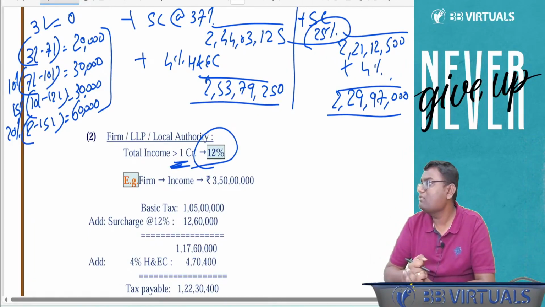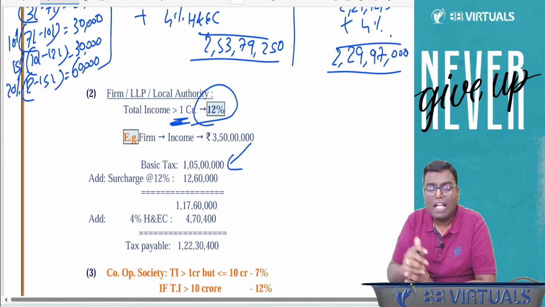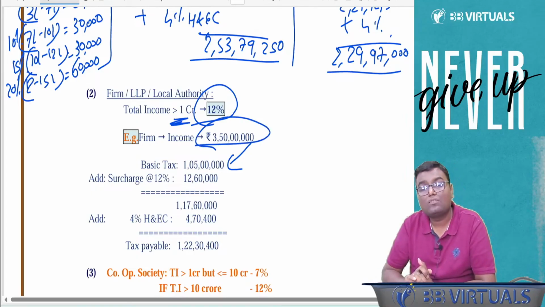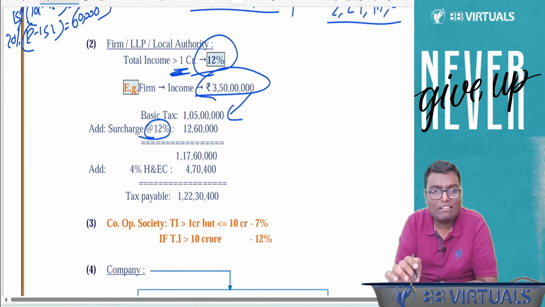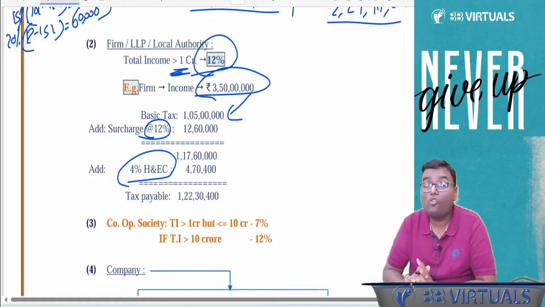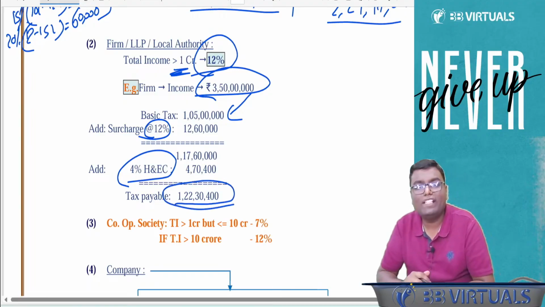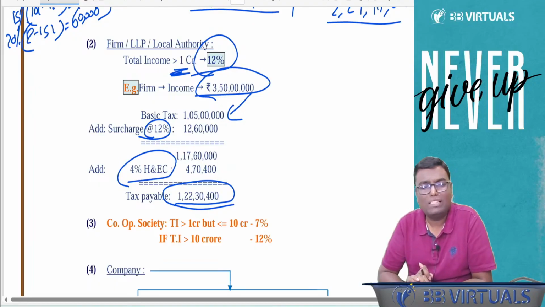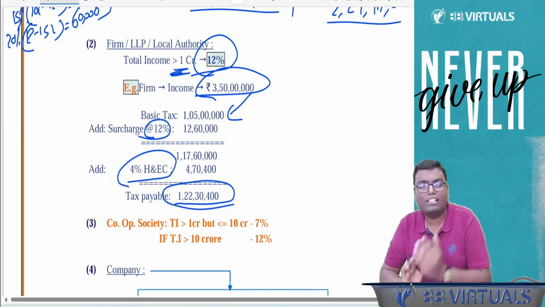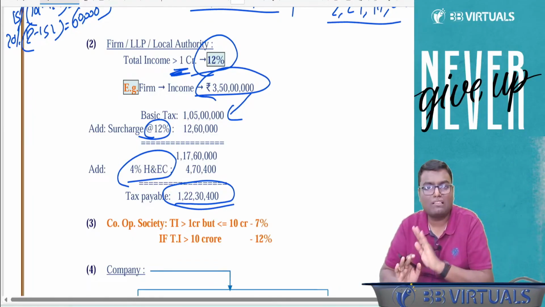So tell me, if you are a partnership firm and total income is 3 crore 50 lakh, can I say the basic tax will be a flat 30%? That will be 1 crore 5 lakh. The total income is more than 1 crore, so how much surcharge will be applicable? 12%. And after adding the same, what do I have to add again? 4% health and education cess. Hence my tax payable will be 1 crore 22 lakh 30,400. So that life is simple. In the earlier case, there are different categories and different rates of surcharge. Here only one category, more than 1 crore, 12%. Simple.